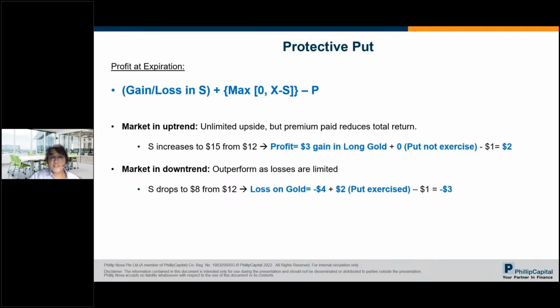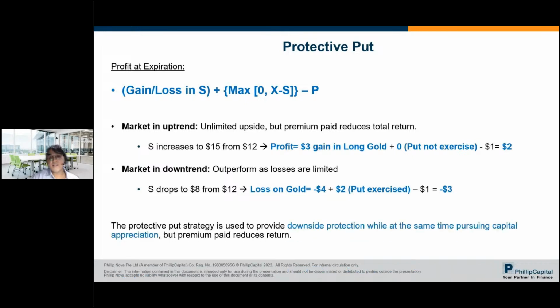In the alternative scenario, let's say the market is in a downtrend, the price of gold futures drops to $8 from $12. The loss on your gold position will be negative $4 because it drops from 12 to 8. And then you exercise your put because it goes below your strike price. The strike price is 10, remember? So the formula to calculate a payoff of a put is you take strike price minus the underlying. So 10 minus 8, you get $2. So you have a payoff of $2. And then at the same time, you have to deduct the put premium that you pay. So the loss that you see is actually negative $3. So again, the losses that you have through this protective put option will be limited.